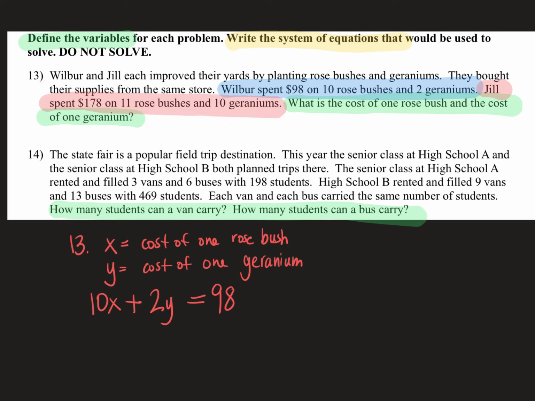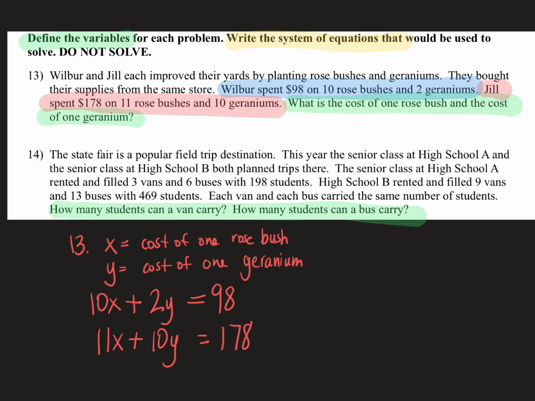Total means add, and it equals 178. So what equals 178? 11 times x, 11 rose bushes, plus 10 times y, 10 geraniums. And that's the answer. That's all I need for questions like number 13. That's it. Now we'll go on to number 14.